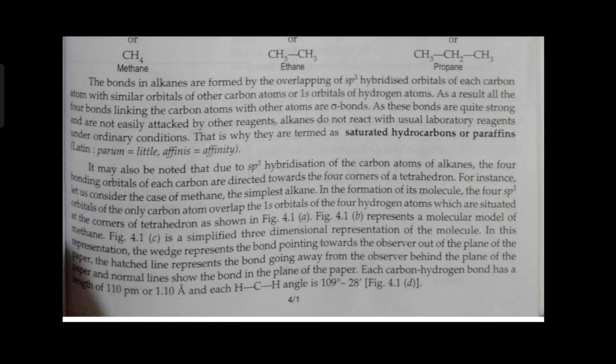In this representation, the wedge represents the bond pointing towards the observer out of the plane of the paper, the hatched line represents the bond going away from the observer behind the plane of the paper, and the normal line shows the bond in the plane of the paper. Each carbon-hydrogen bond has a length of 110 picometers, and each H-C-H angle is 109 degrees 28 minutes.